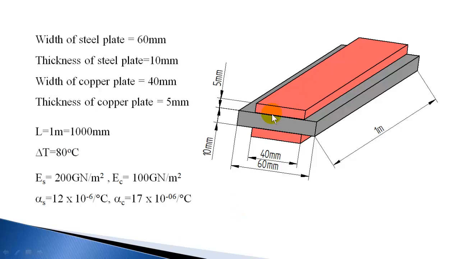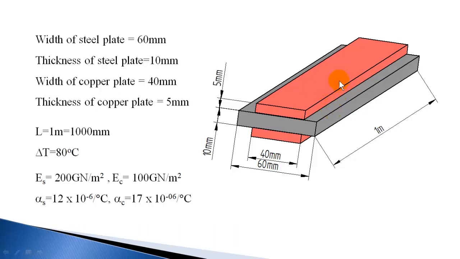Now let us see. So this is the steel plate, which is 60 mm wide and 1 meter long, and thickness is 10 mm, and on top of that you have a copper plate which is 40 mm wide and the same length and 5 mm thick. And at the bottom also you have a similar copper plate, so they are rigidly bonded, so no individual expansion or contraction is permitted since they are connected rigidly.